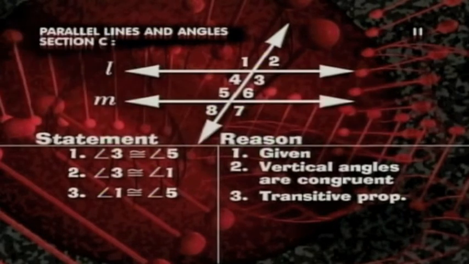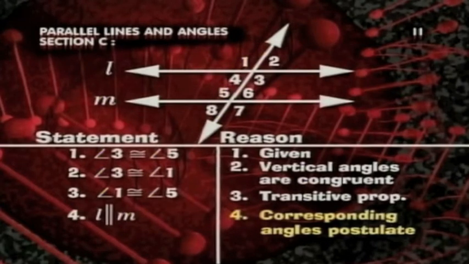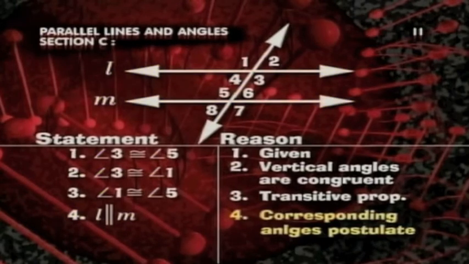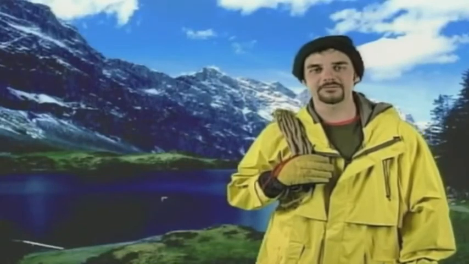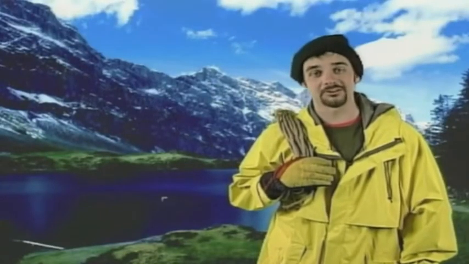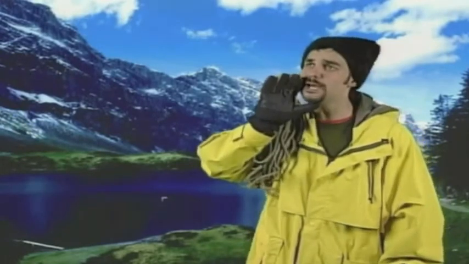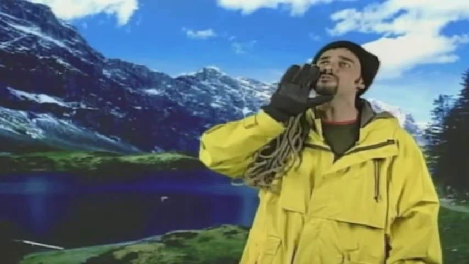That's it. However, now we know that the corresponding angles are congruent, so it's time to use the corresponding angle postulate. Line L is parallel to line M because of the corresponding angle postulate, and we're done. So, we've proven each half of the alternate interior angles theorem. Now we can shout from the mountaintops that lines are parallel if and only if alternate interior angles are congruent.